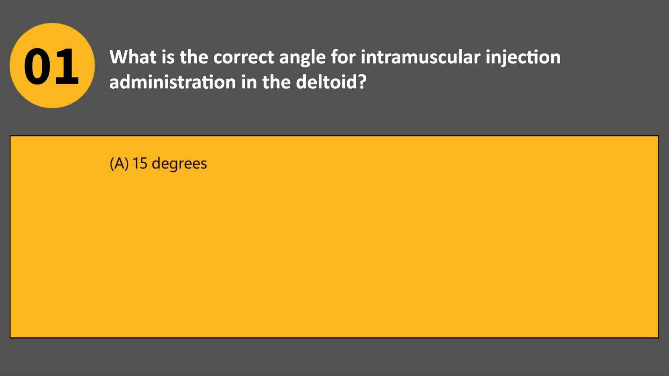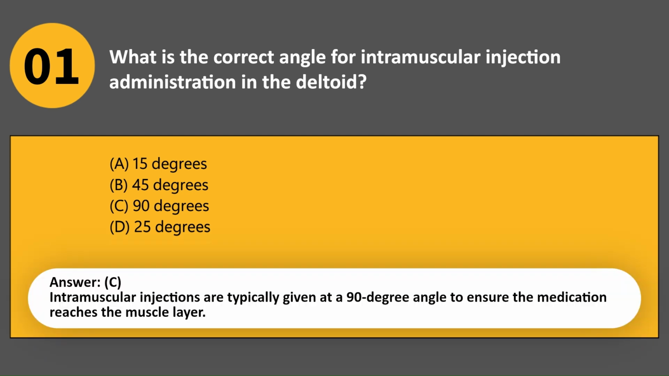What is the correct angle for intramuscular injection administration in the deltoid? A. 15 degrees. B. 45 degrees. C. 90 degrees. D. 25 degrees. Answer, C. Intramuscular injections are typically given at a 90-degree angle to ensure the medication reaches the muscle layer.